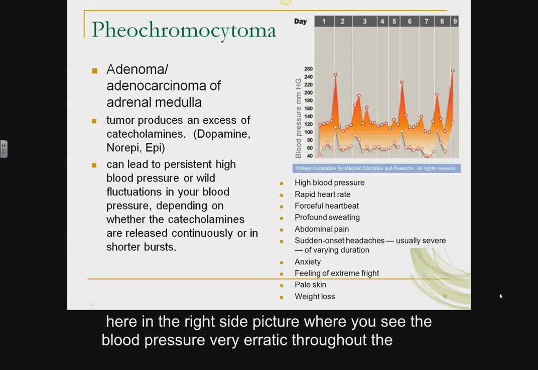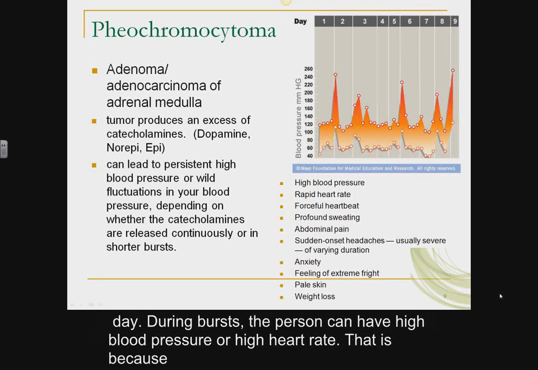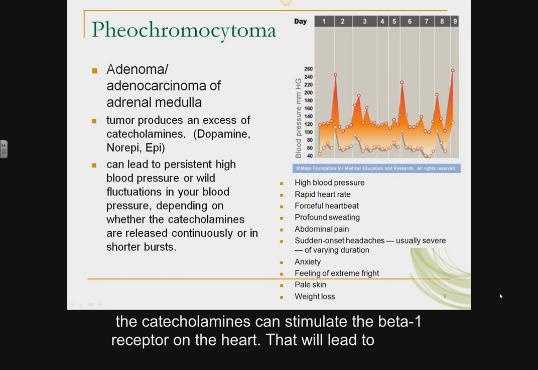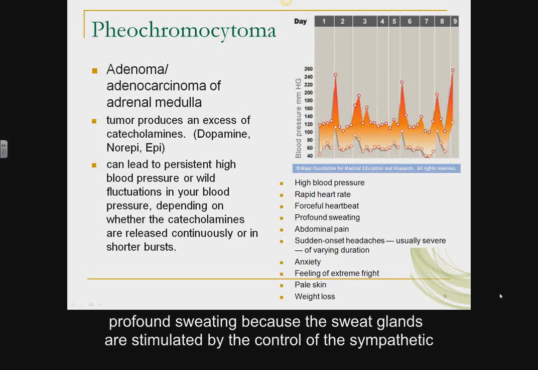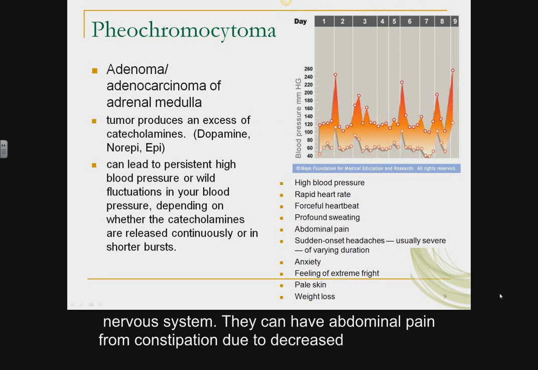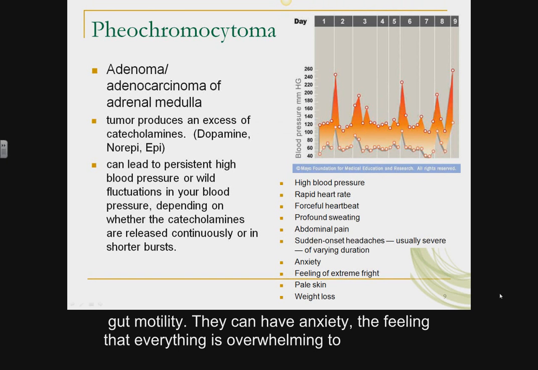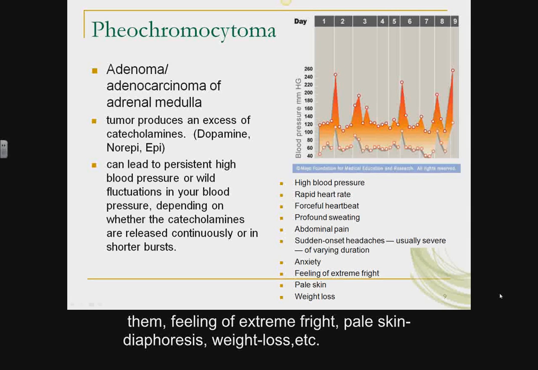The burst-like activity is shown here in the right side picture, where you see the blood pressure is very erratic throughout the day. During bursts, the person can have high blood pressure and high heart rate. This is because the catecholamines can stimulate the beta-1 receptor on the heart. That's going to lead to more inotropy of the heart and a more forceful heart contraction. It will also lead to profound sweating because the sweat glands are stimulated by the control of the sympathetic nervous system. They can have abdominal pain from constipation due to decreased gut motility. They can have anxiety, the feeling that everything is overwhelming them, feeling of extreme fright, pale skin, diaphoresis, weight loss, etc.